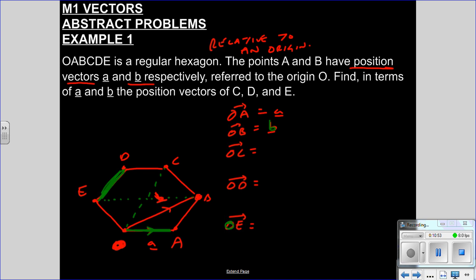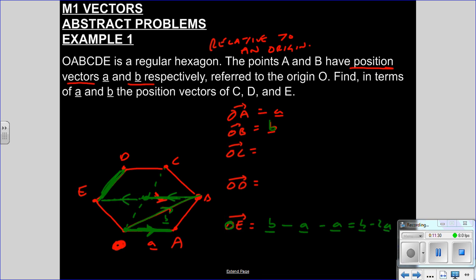Because if I want to find O to E, for example, here's O. First I need to get to B, don't I? So O to B. So first O to B is B, which we knew. And now I need to go backwards twice the length of this O to A. But remember, the vector A is going O to A, but we need to go backwards. So one that way, and then one that way. So this is going to be minus A minus A. So B minus 2A. Do you see? Okay, cool. That's that one down.